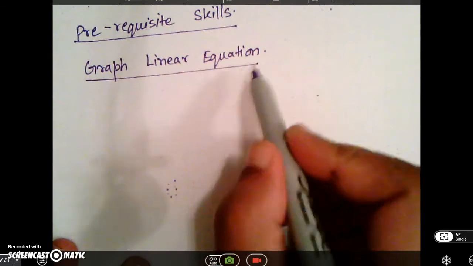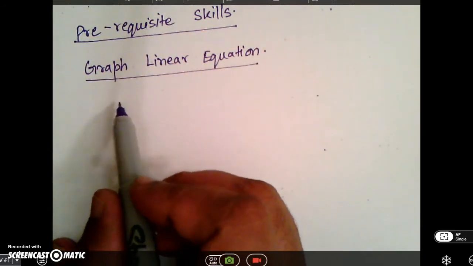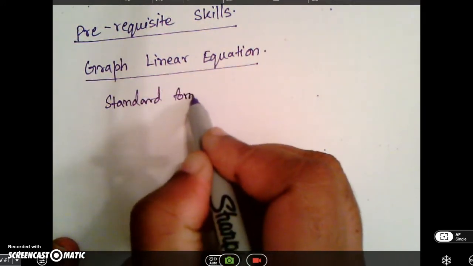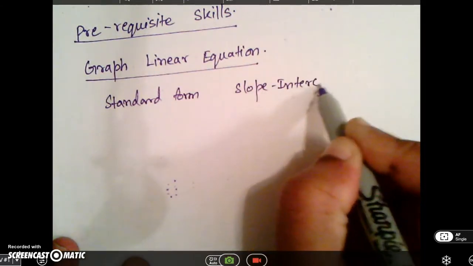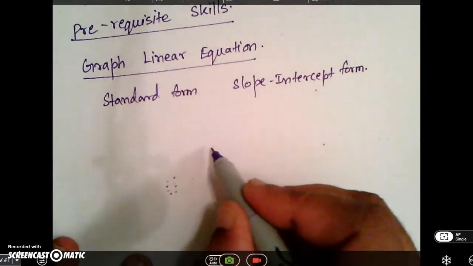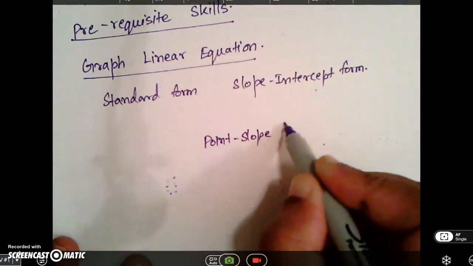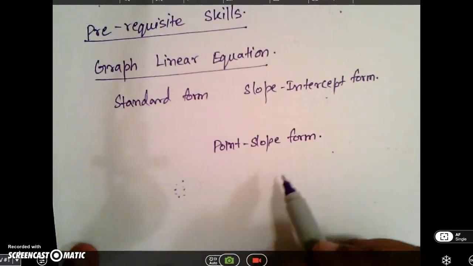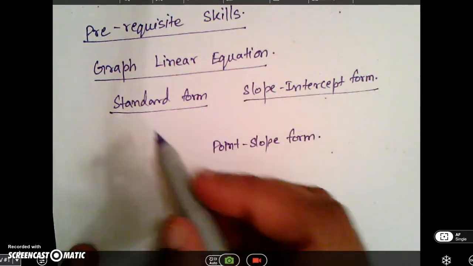My linear equations, there are three different forms, right? We know one is the standard form, the slope-intercept form, and the point-slope form. So your equation can be given in any one of these forms, but we're going to focus only on these two, the standard form or the slope-intercept form.